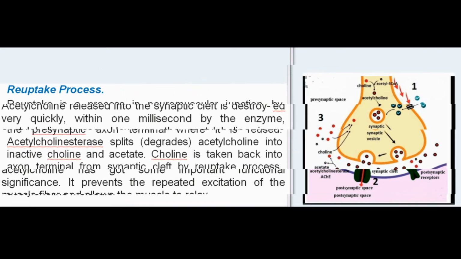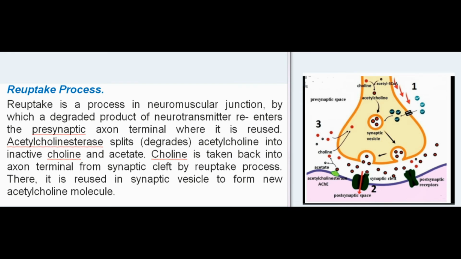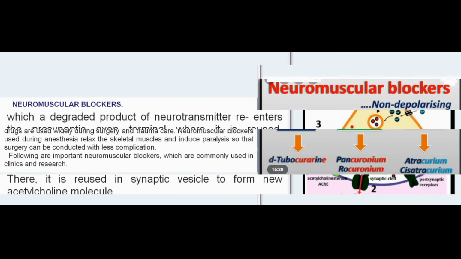Reuptake process. Reuptake is a process in the neuromuscular junction by which a degraded product of neurotransmitter re-enters the presynaptic axon terminal, where it is reused. Acetylcholinesterase splits, or degrades, acetylcholine into inactive choline and acetate. Choline is taken back into the axon terminal from the synaptic cleft by the reuptake process. There, it is reused in the synaptic vesicle to form a new acetylcholine molecule.